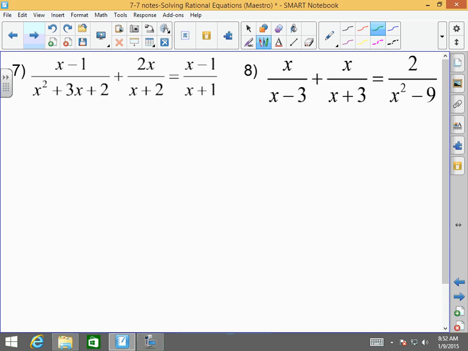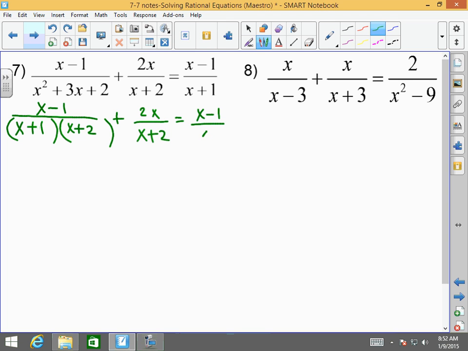Okay, number 7. Okay, now we're getting fun. This is x minus 1 over, what does this factor out to be? x plus 1, x plus 2, plus 2x over x plus 2 equals x minus 1 times x plus 1. What's the LCD here? x plus 1, x plus 2. So I'm going to multiply here by x plus 1, x plus 2. Here I'm going to multiply by x plus 1 times x plus 2. And here I'm going to multiply by x plus 1 times x plus 2.